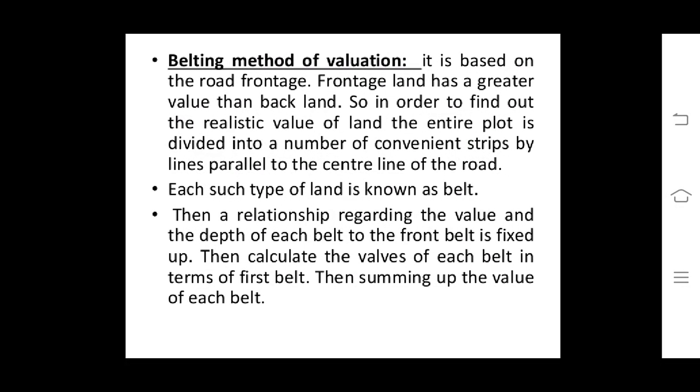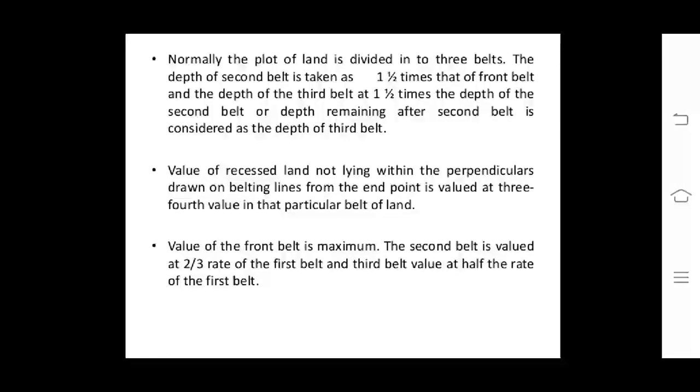Then the relationship regarding the value and the depth of each belt to the front belt is fixed up. Then calculate the values of each belt in terms of the first belt. Then summing up the value of each belt, we will get the total value of the plot. Normally, the plot of land is divided into three belts. The depth of the second belt is taken as 1.5 times that of the front belt, and the depth of the third belt is 1/2 times, and the depth remaining after the second belt is considered as the depth of the third belt.